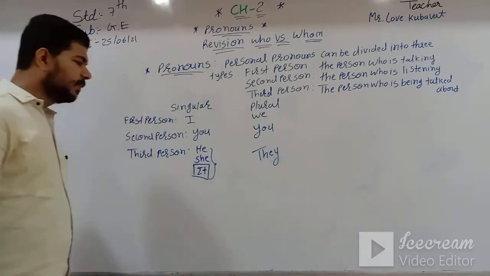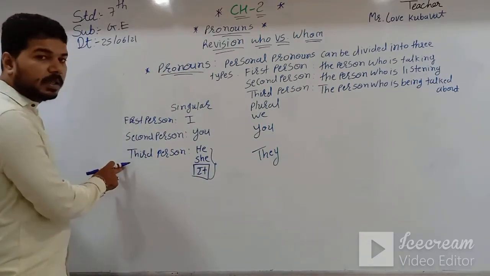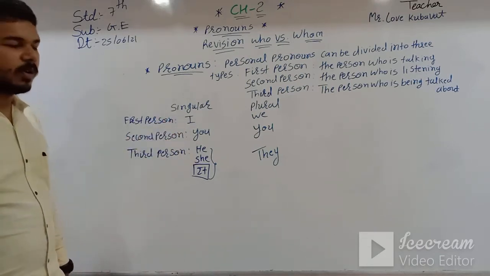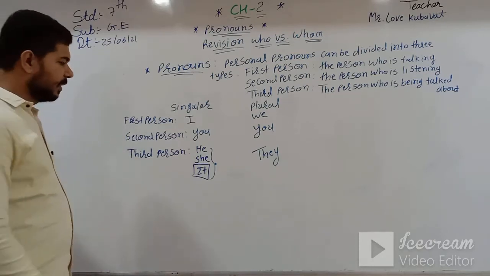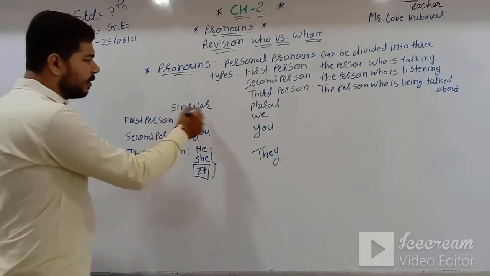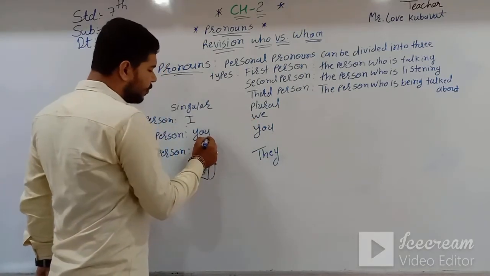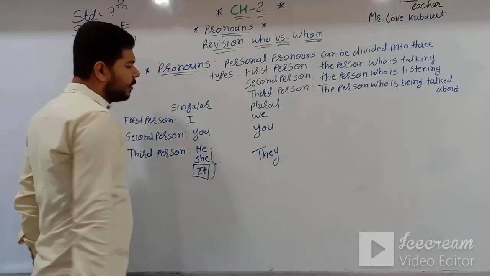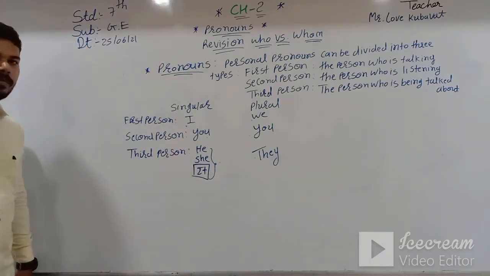Okay, this is the first person, second person, and third person. First person, the person who is talking. Second person, the person who is listening. Third person, the person who is being talked about. Singular and plural. Plural of I is we. You, he, she, singular change into they. You can write this down in your book, then we will move further.